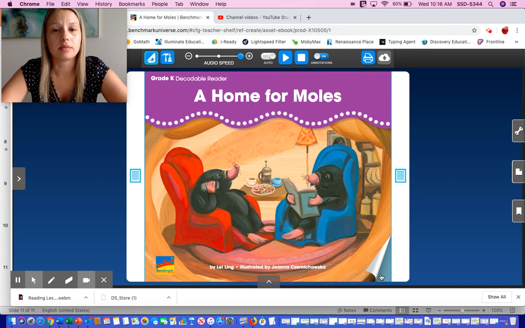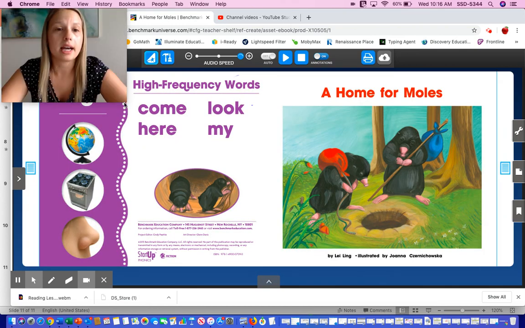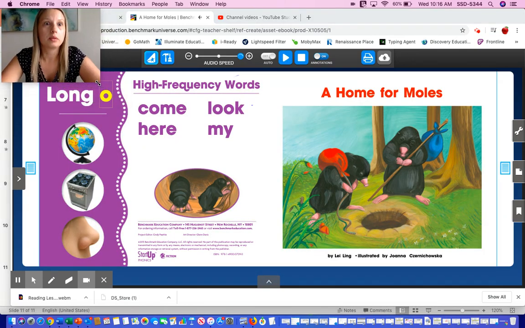Let's go ahead and open up to the first page. And I see on this side here, long O. And we know long O makes O. Short O makes aw, like octopus.